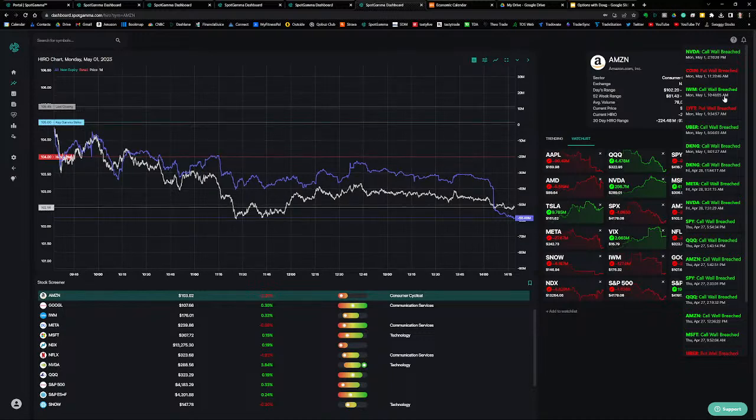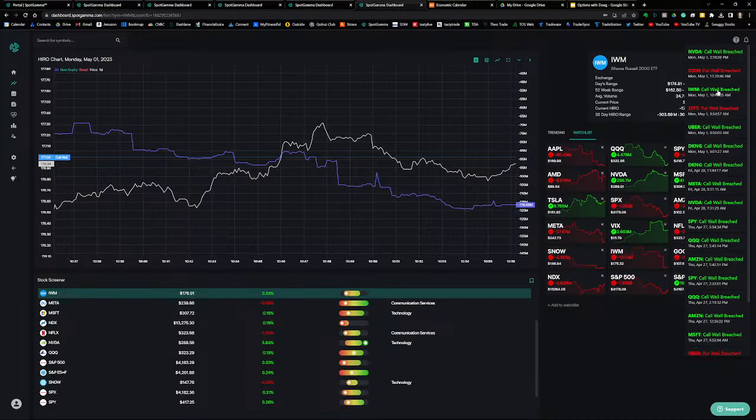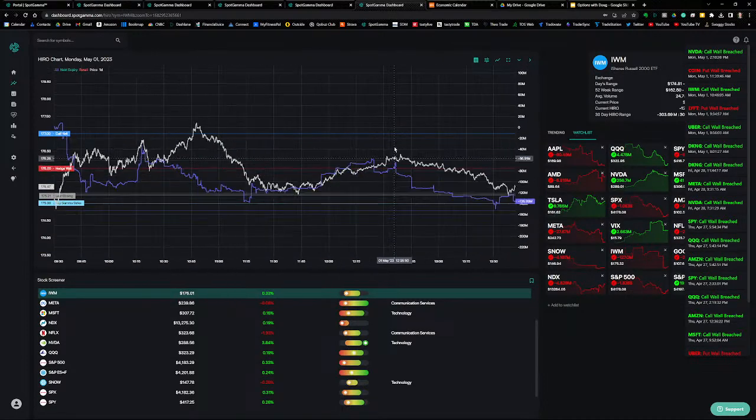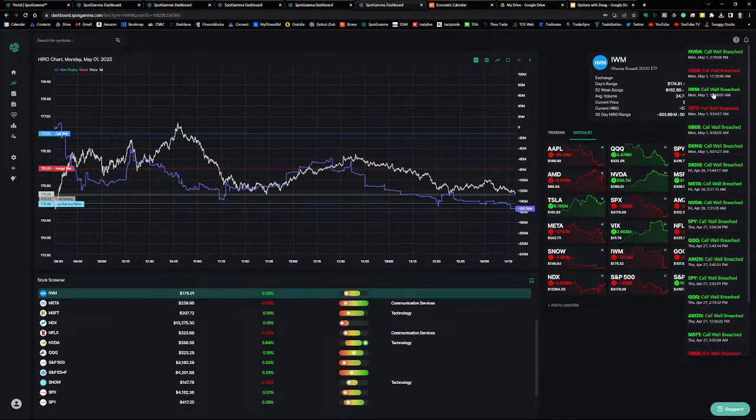This is what I want to look at, this IWM call wall breached in the morning at 10:46. So here's the call wall, right at this level, right here. And note, this would have been a good level for an options position, and this is one way that I'm thinking about using these alerts.